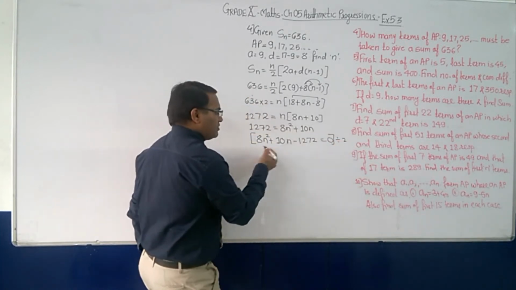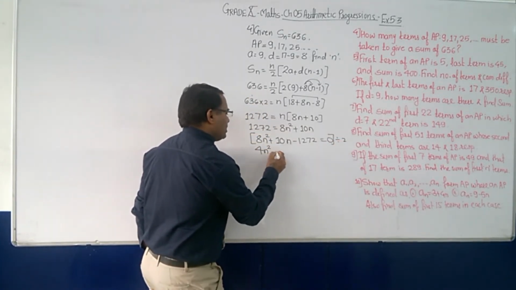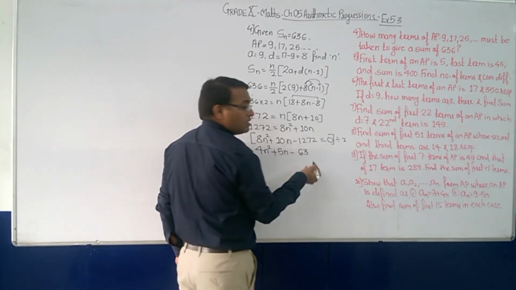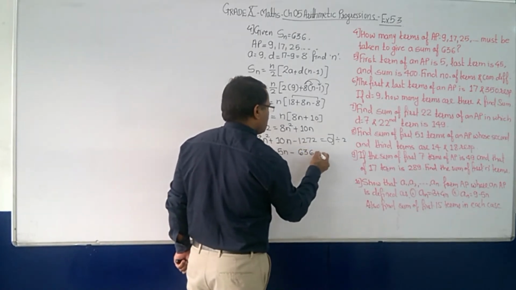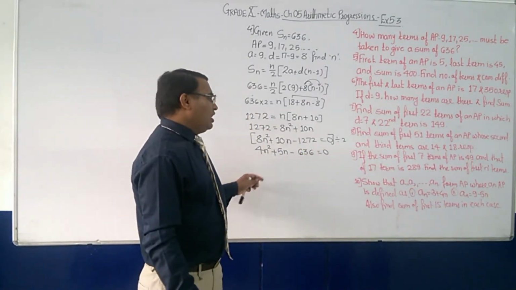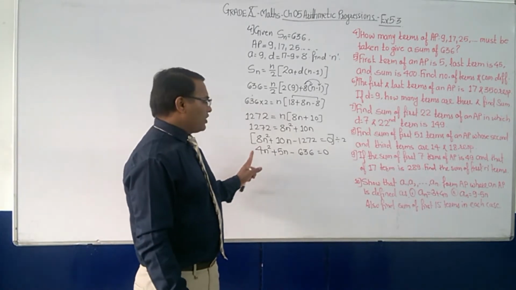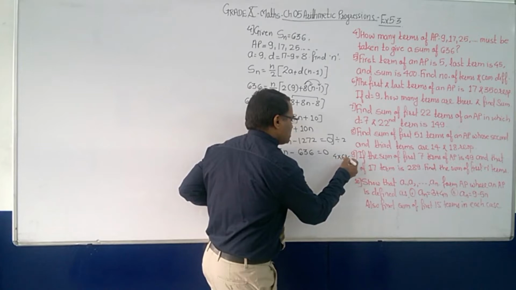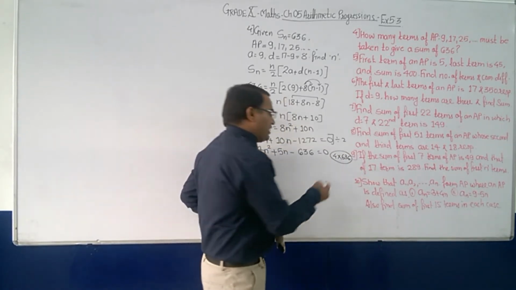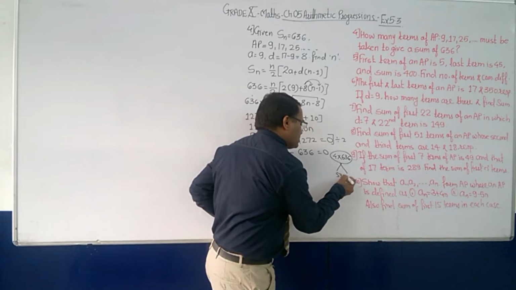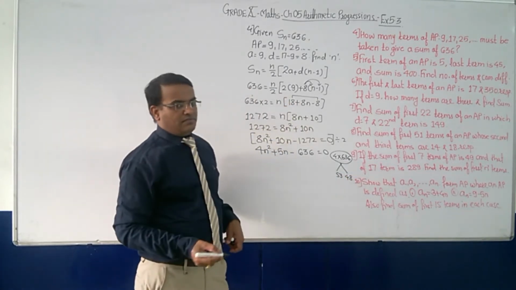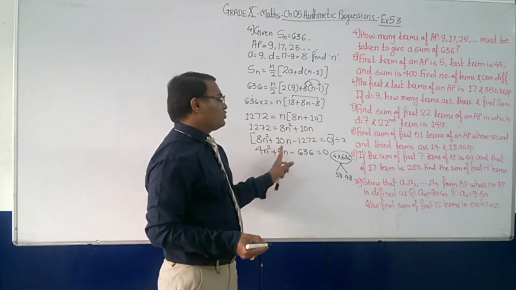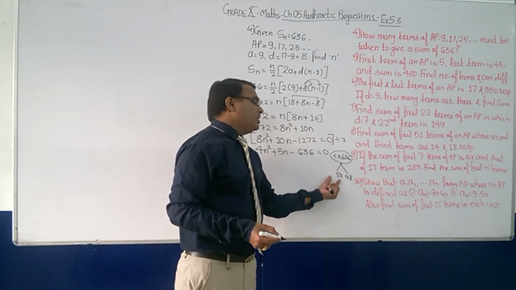If we divide the whole equation by 2, we will get 4n square plus 5n minus 636 is equal to 0. So here we'll use the factorization method. According to that, we multiply the first number's coefficient, that is 4, into 636, and then find the factors of these two. But the multiplication is negative, so out of these two factors, one is negative. And of course the middle term is positive, so the bigger one should be positive.